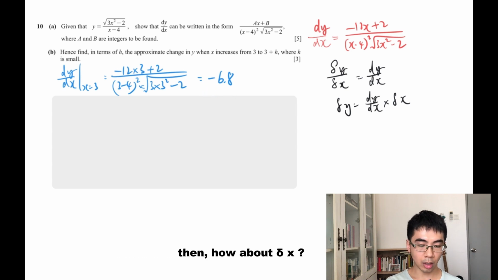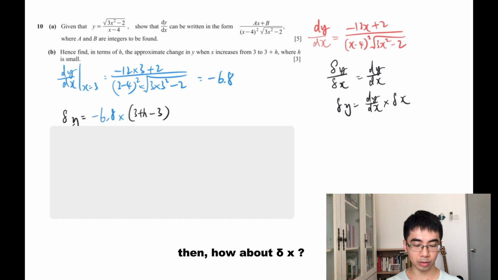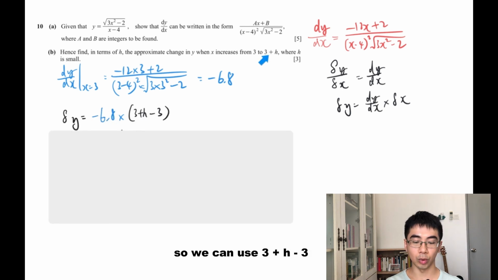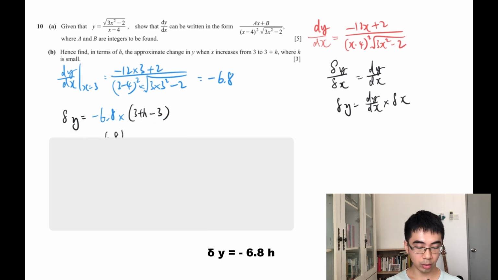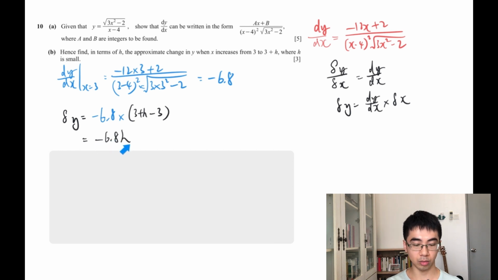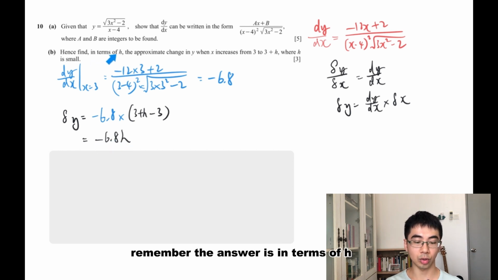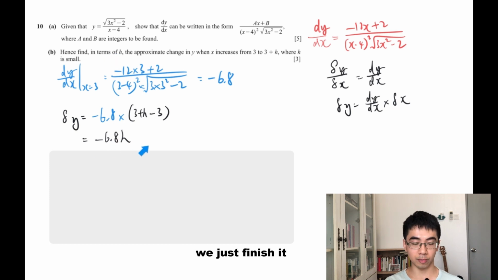And then how about the delta x, the change in x? So we can use 3 plus h minus 3. And it just gives you h. Delta y must be equal to negative 6.8h. Remember, the answer is in terms of h. So we just finish it. This is the change in y.